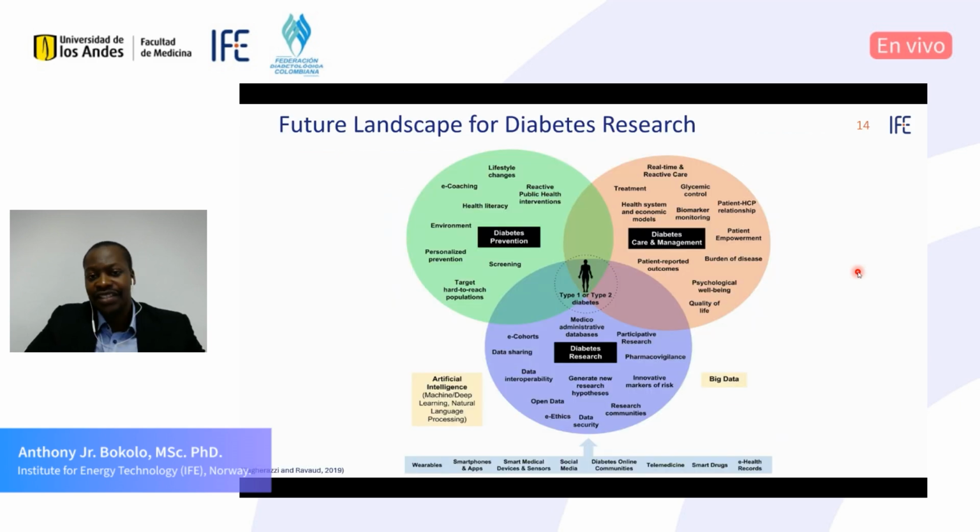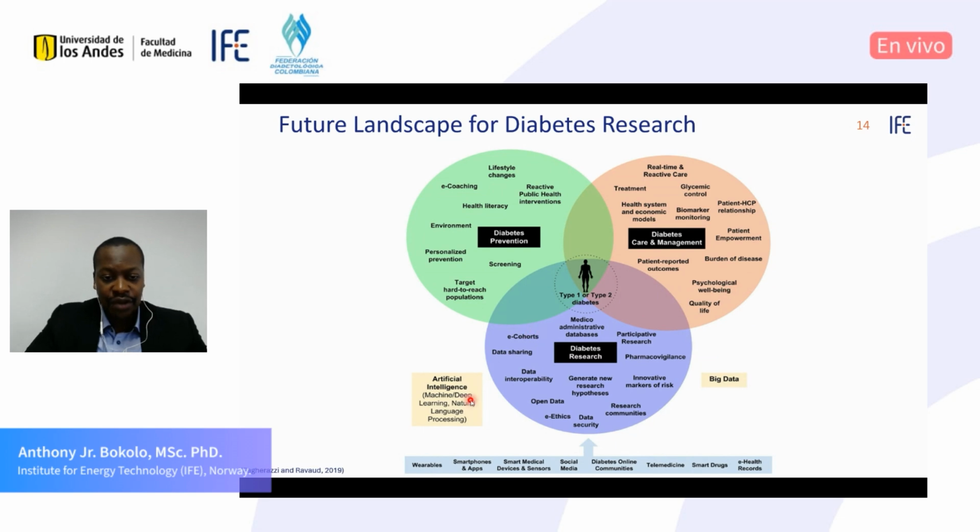So the future landscape of diabetes research is currently more aligned to diabetes prevention, diabetes care and management, and lastly, diabetes research. And this is for type 1 and type 2 diabetes. So the current area of research is mostly in these three main areas. Some researchers are mostly based on diabetes research, for example, trying to achieve data interoperability and open data. How do you achieve this? Like ethics, data security. While some are mostly based on diabetes prevention, for example, screening, health literacy, lifestyle change, and others are mostly based on diabetes care and management. For example, how to empower the patient and how to achieve better quality of life and psychological well-being.